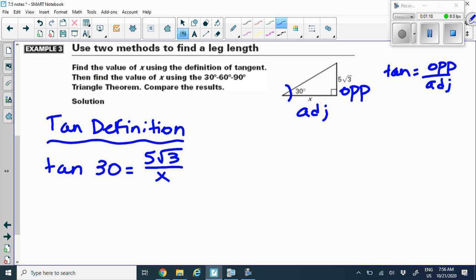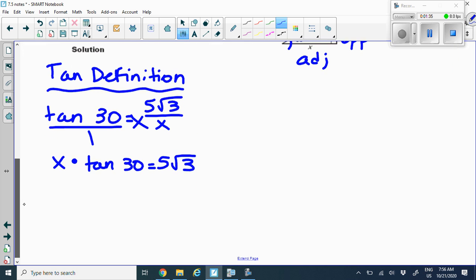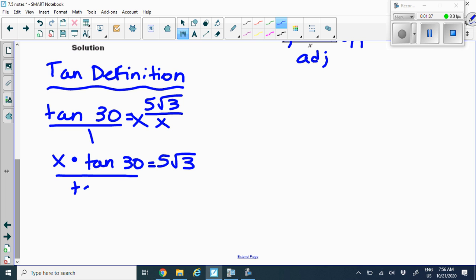Okay, don't forget, here we're going to create a proportion. Anytime you need to change something into a fraction, you put it over 1. So now we cross multiply. I get x times tangent of 30 equals 5 square root of 3. Now from here, to get my x all by itself, I'm going to divide both sides by tangent of 30. So this changes here, so I get x equals.